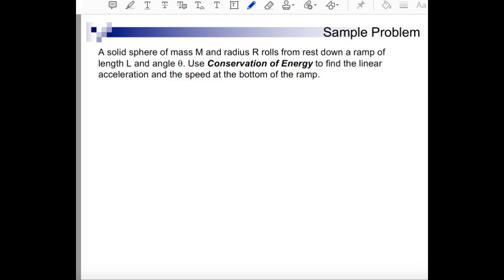So let's go ahead and take a look at this very first question. It says I have a solid sphere of mass m and radius r. So there's our solid sphere. It's going down an incline, has a length L, and there is an angle here, theta.